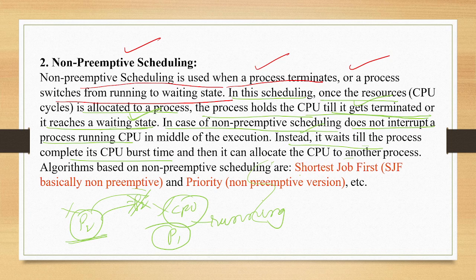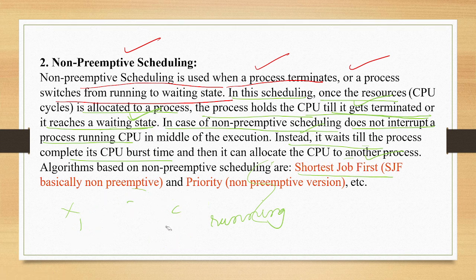There are different types. Shortest job first is of two types: non-preemptive SJF and preemptive SJF. In priority scheduling also, there are non-preemptive priority and preemptive priority.